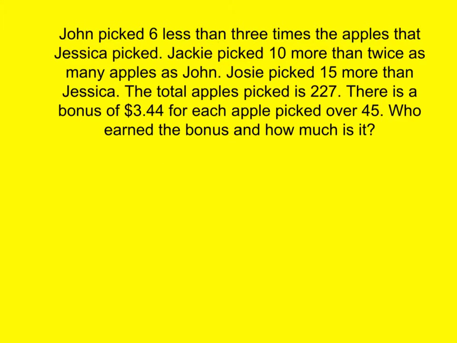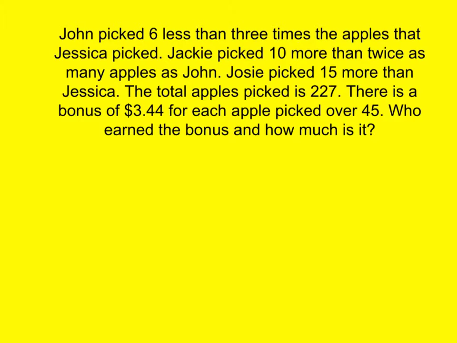John picked 6 less than 3 times the apples that Jessica picked. Jackie picked 10 more than twice as many apples as John. Josie picked 15 more than Jessica. The total apples picked is 227. There is a bonus of $3.44 for each apple picked over 45. Who earned the bonus and how much is it? The solution for the problem, and it's going to be 2 of them.